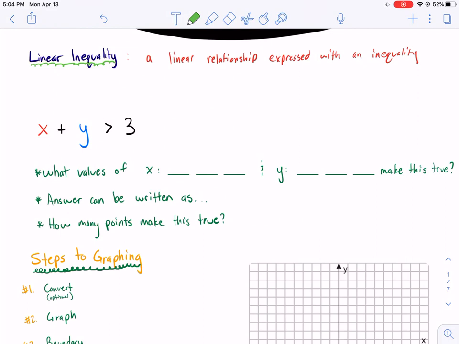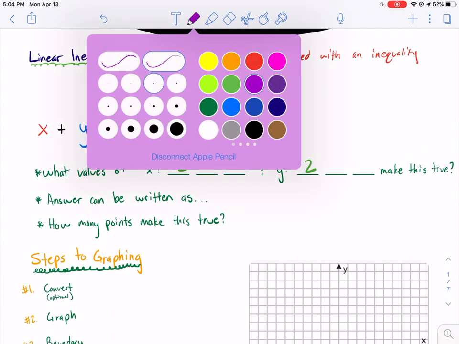So let's say I picked 2 for x. What could I pick for y to make that true? So 2 plus something is bigger than 3. I could make y also 2. Okay, and they don't always have to be equal to each other.